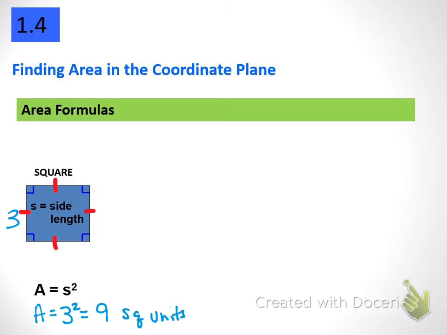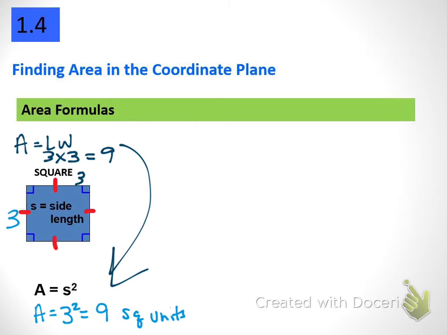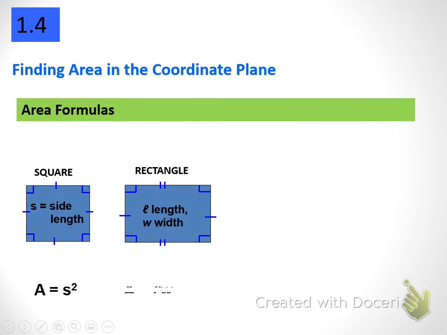But you could also use the area formula for a rectangle. What is the area formula for a rectangle? It is length times width. So what would the length and the width be of a square? 3 and 3. So you would still do 3 times 3, which is 9, the same answer you would have gotten. So this is the official formula, but you can use either one. Like I said, area for a rectangle is length times width.